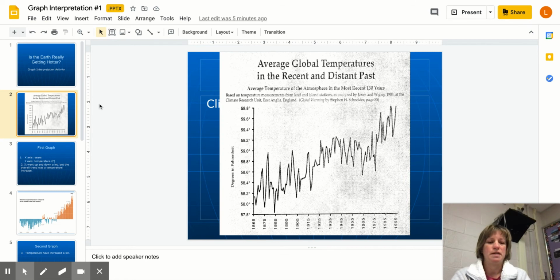But you might be like, Mrs. Fickus, why did you give us a graph that cut off before we were even born? And honestly, part of that reason is I like that it's in degrees Fahrenheit, and it's hard to find that. This is something that we understand what 58.6 degrees Fahrenheit feels like to us as an average global temperature. But what about more recently?